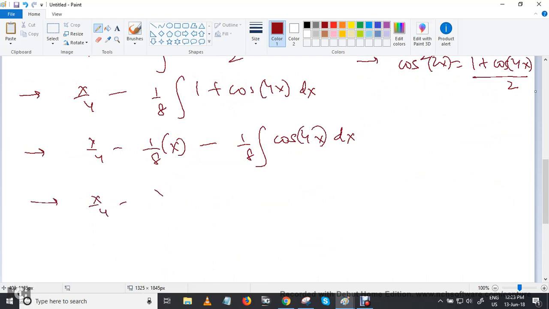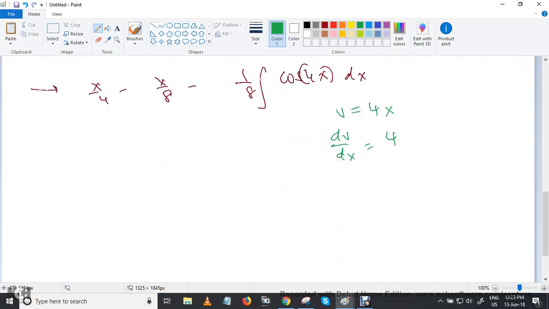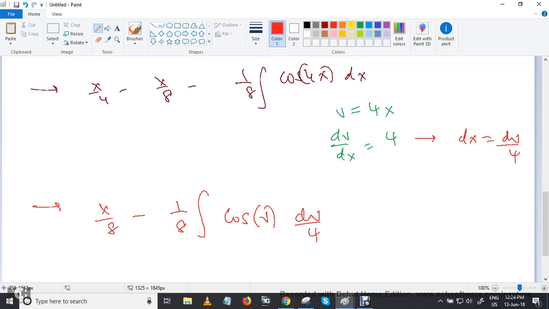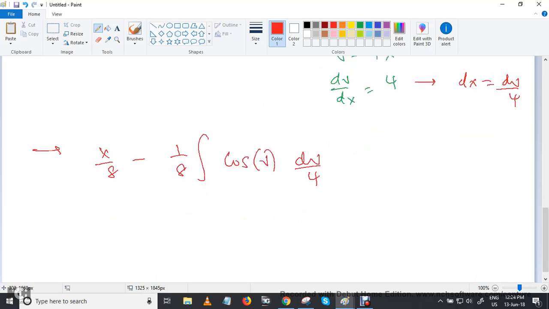Now I'm sure you know what's got to be done over here. When you have cos 4x dx, some of you may know the direct formula as sine 4x upon 4. But if you're not sure how to do it, you can always take v equal to 4x, dv by dx is equal to 4, and do the whole thing by the substitution method. So when you do that, x by 4 minus x by 8 becomes x by 8, minus 1 by 8 times the integral of cos v, and the dx becomes dv upon 4. That's where the 1 by 4 comes from.